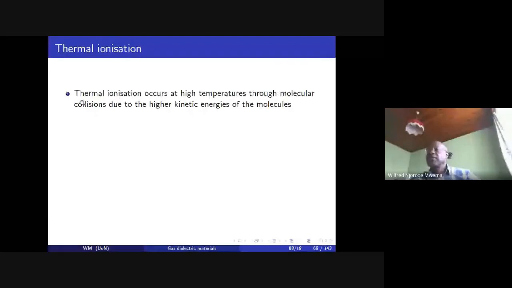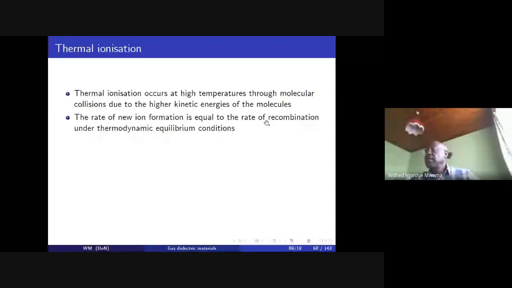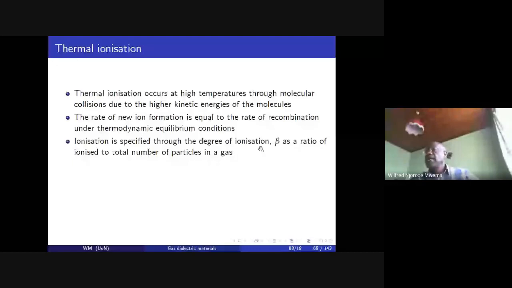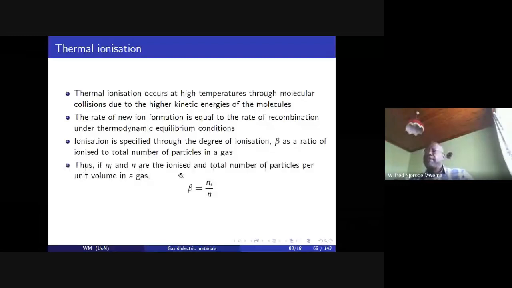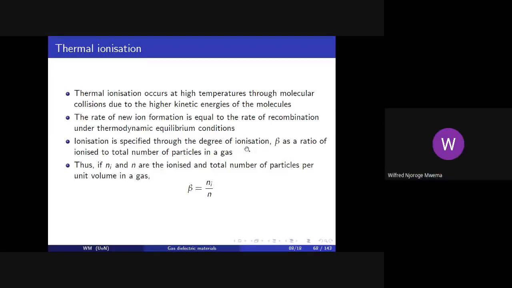Molecular collisions occur due to the higher kinetic energies of the molecules. The rate of new ion formation is equal to the rate of recombination under thermodynamic equilibrium conditions. And the degree of ionization is defined as the ratio of ionized to total number of particles in a given gas. Thus, if we have Ni and N being the ionized and total number density of particles in a given gas, then beta will be defined as Ni divided by N.